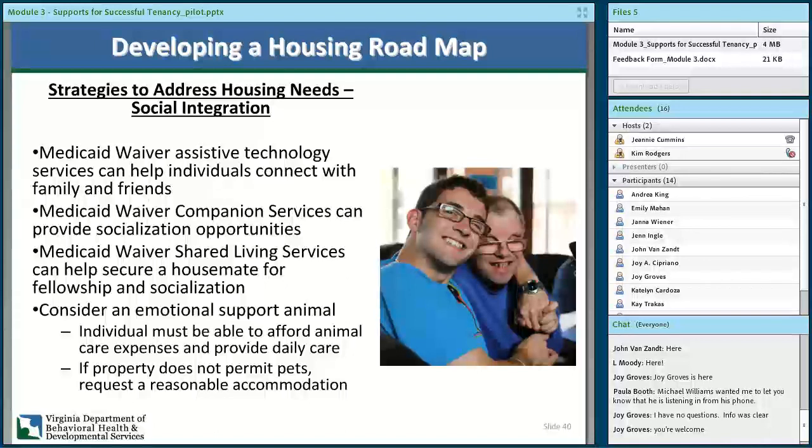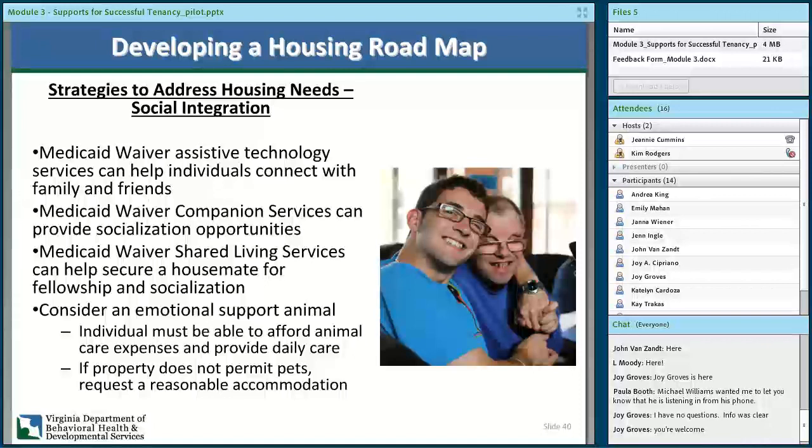First, they can explore assistive technology options in the Medicaid waiver to help individuals connect with friends and family on a routine basis. For example, they can use a video conferencing app available on laptops, tablets, or smartphones. Next, investigate companion services that are available through Medicaid's Family and Individual Support Waiver and Community Living Waiver. A companion can provide socialization, non-medical care, and support to an individual at home and in the community.